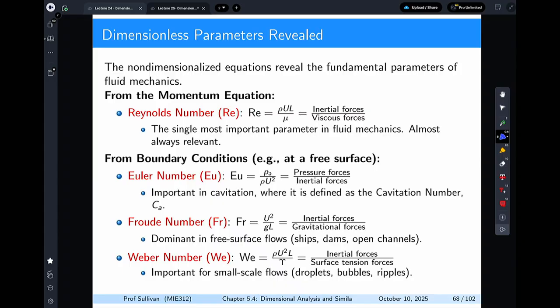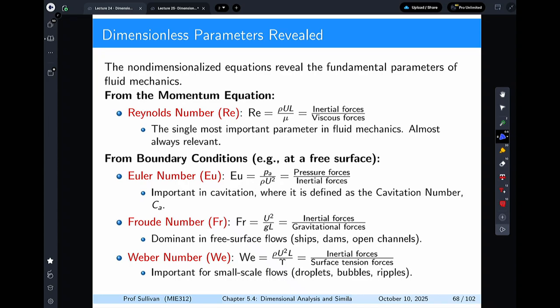So, from the momentum equation, we always have Reynolds number, rho UL over mu, and what you start to think about these things is to relate them not to non-dimensional numbers that don't have physical meaning, but to ratios. So you have inertial forces over viscous forces. For boundary conditions, you have pressure forces over inertial forces. Inertial forces are associated with kinetic energy or anything to do with velocity.